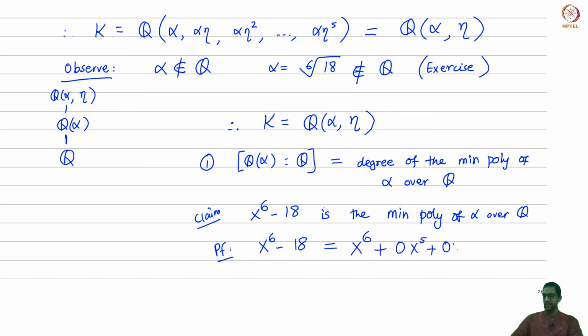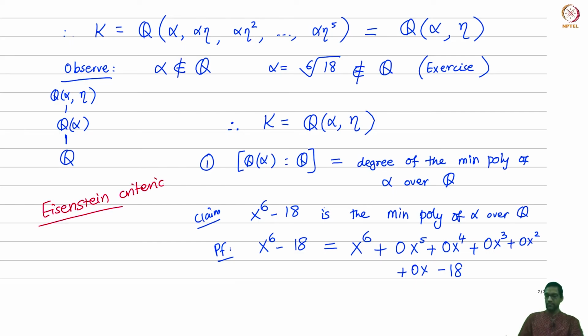So let's apply Eisenstein's criterion as follows. So observe, all the middle coefficients are zeros, 0x square, and the constant term is minus 18. And what does Eisenstein's criterion tell us? Let's recall Eisenstein's criterion. It says if you can find a prime p, in this case I'm going to take the prime p to be 2, which has the following property: this prime does not divide the leading coefficient. So this leading coefficient in this case is 1, so that's all right. In this case, that's true.